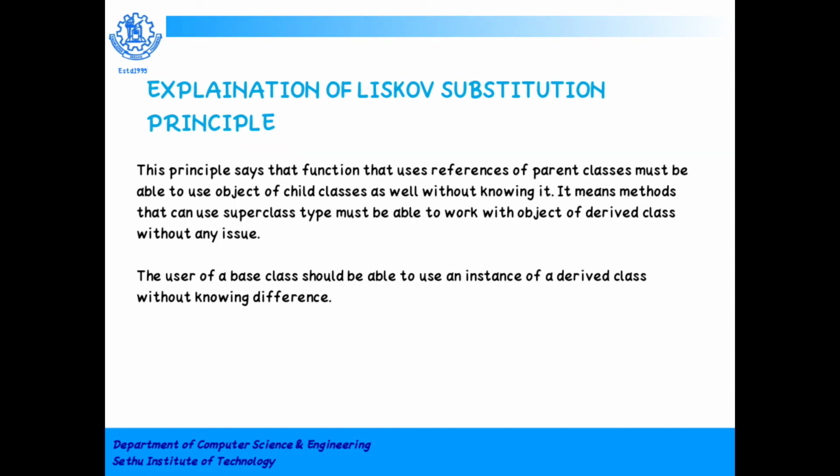Now let me see the explanation of the Liskov substitution principle. This principle says that a function that uses references of a parent class must be able to use objects of a child class as well without knowing it. It means methods that can use a superclass type must be able to work with objects of a derived class without any issue. The user of a base class should be able to use an instance of a derived class without knowing the difference.